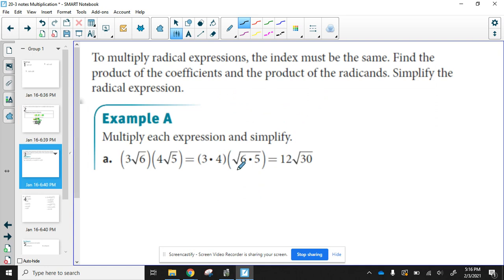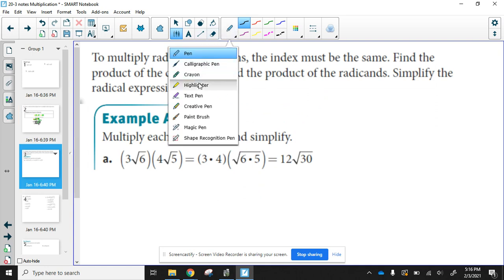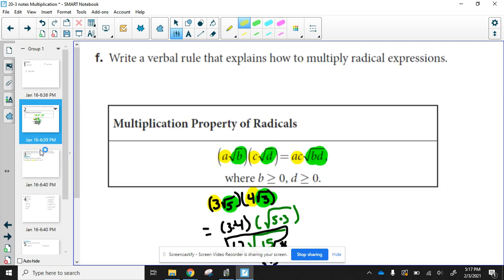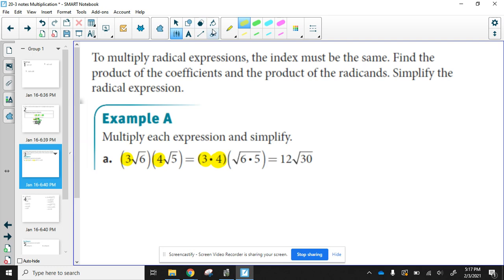Okay, so moving on, here's another example that they walk us through. So I'll do the same color of highlighting everything. Again, it is 3 root 6 times 4 root 5. So first you want to look at our constants and separate those. So we get 3 times 4, which I think those were the numbers I just chose by accident. Of course they were, but that's okay.